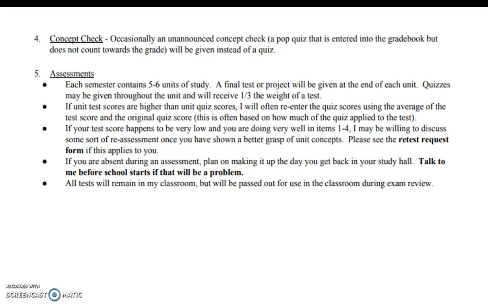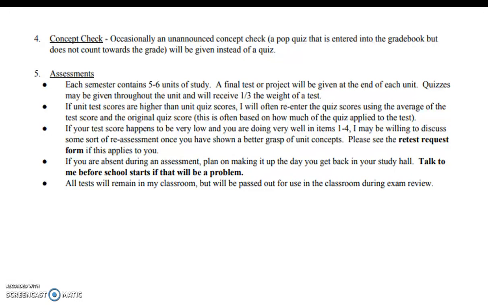And that does lead us to different types of assessments. Generally, each semester will have 5 or 6 units, and I typically will have a test or perhaps a project towards the end of each unit. Throughout the unit, I might give a quiz, and generally a quiz is just a third of what a test is worth. In your grade book, you'll probably see everything out of 100 points for assessments, but for a test, I make it worth 3 times as much.